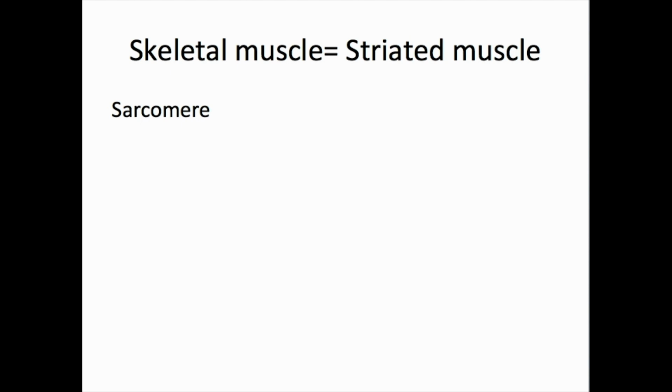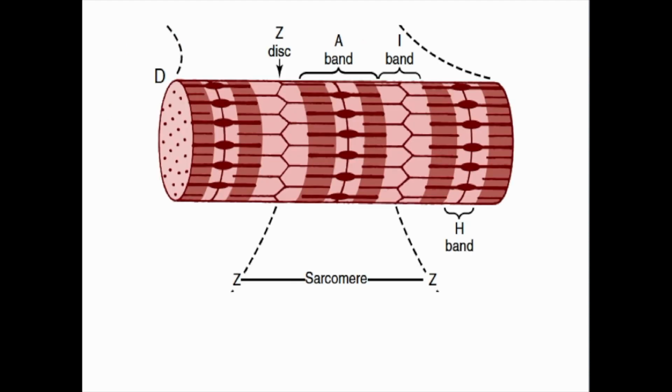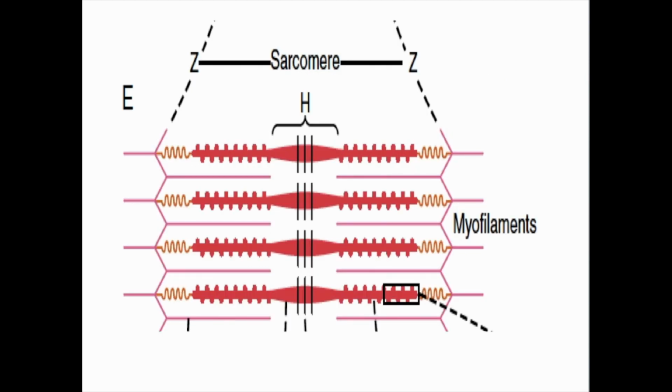Skeletal muscle is also called striated muscle because the entire muscle fiber has light and dark bands, as do the individual myofibrils. These bands give skeletal and cardiac muscle their striated appearance. Sarcomere is a crucial concept. Actually, the portion of the myofibril that lies between two successive Z discs is called a sarcomere.